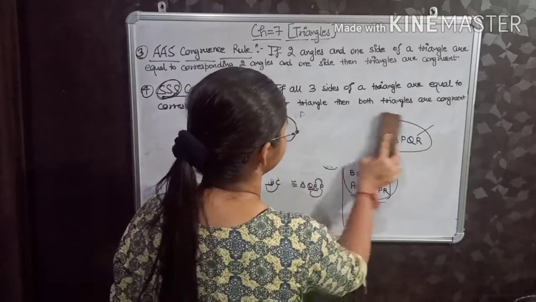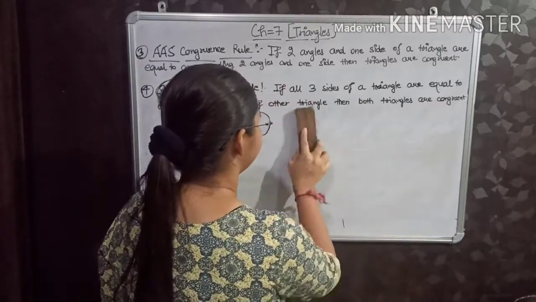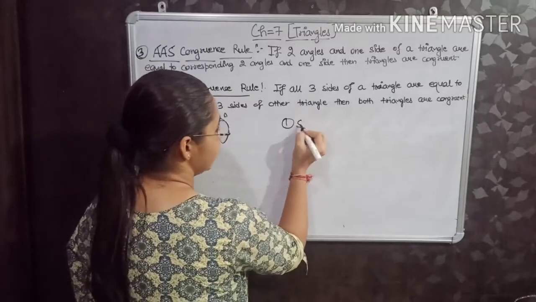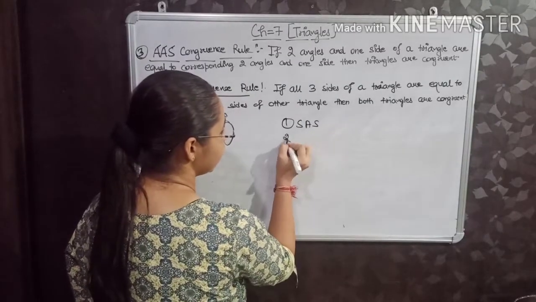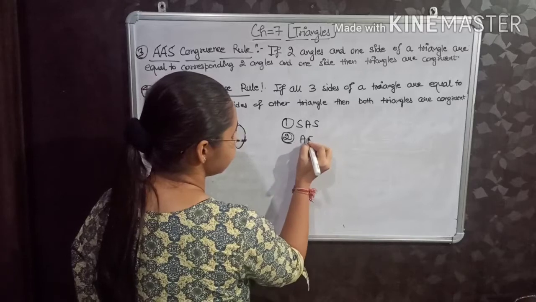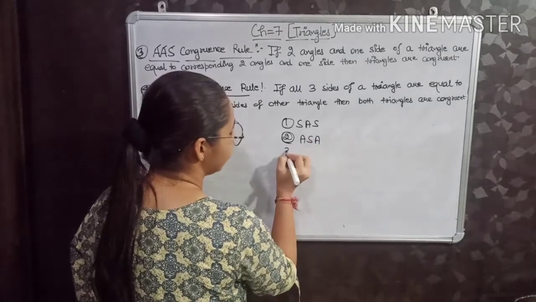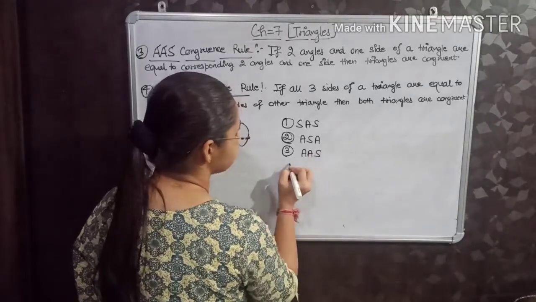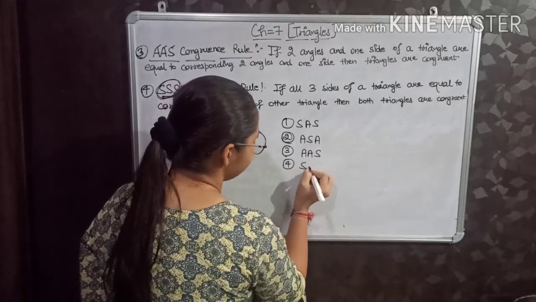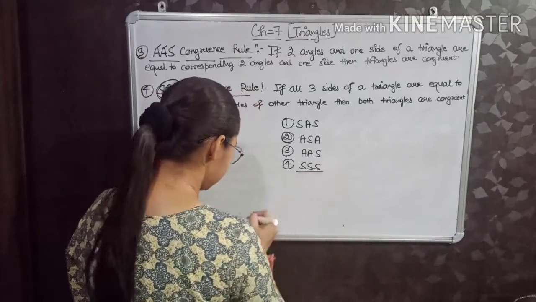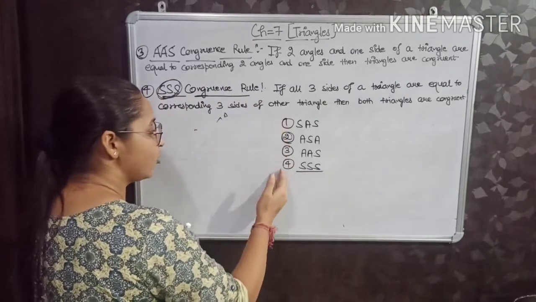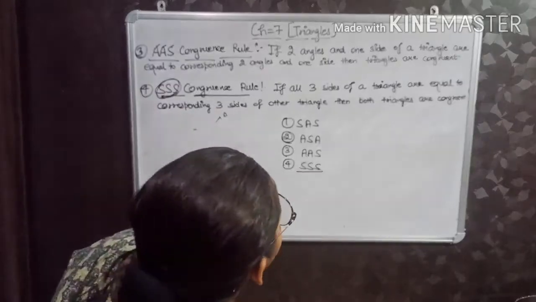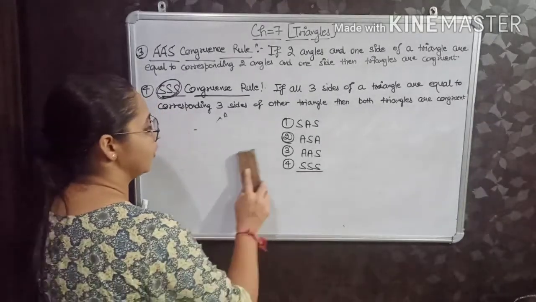So we have discussed four congruency rules up to now. First was SAS, two sides and included angle. Second was ASA, two angles and included side. Third is two angles and any of the sides. And fourth is SSS, all of the three sides. So there are four rules and one more rule is there, that is RHS, and we will discuss that rule in the next module.